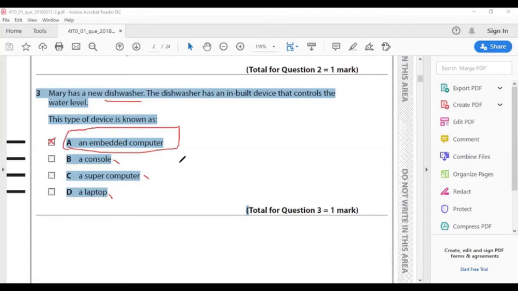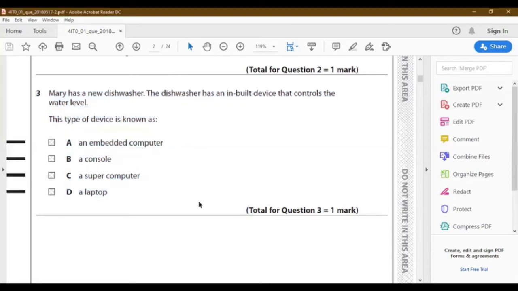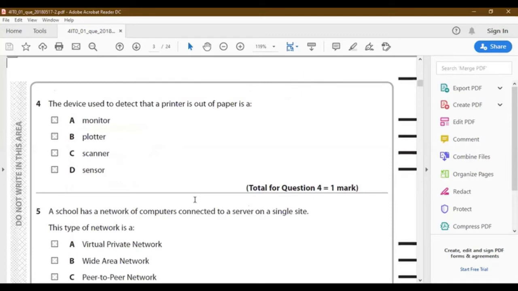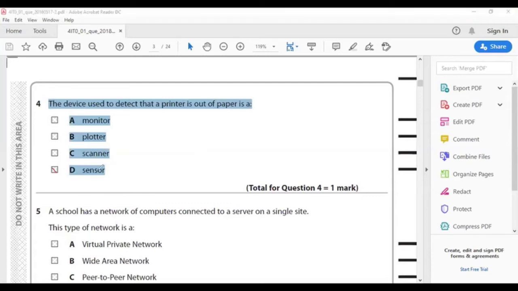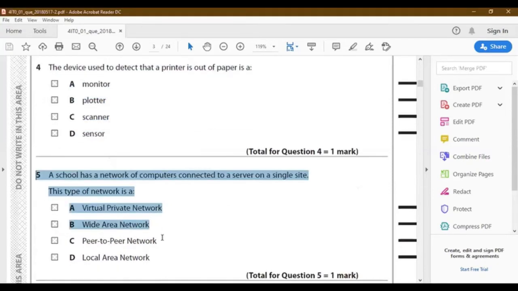Okay. Any questions? No, sir. Moving on. Question 4. The device used to detect that a printer is out of paper is a sensor. Very right. Okay. Next question. Now I think Usman should answer some questions. This was my question, and you answered it. Okay, here we go, Usman.